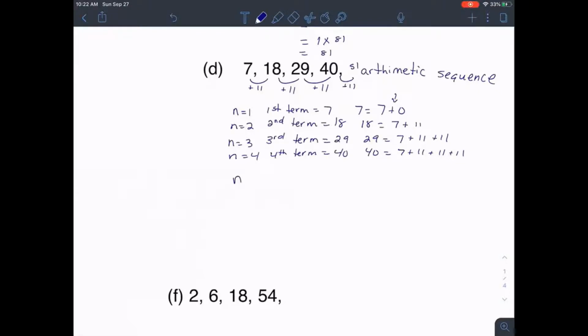So the nth term would be equal to our starting number, which is 7, plus our difference, which is the 11. And then we're going to be going n, oh, that's wrong, n minus 1, multiplied. So let's try the fifth term. This is going to be 7, our starting number, plus 11, our difference, times 5 minus 1. So that's going to be equal to 7 plus 11 times 4. 11 times 4 is 44, plus 7, which is going to be equal to 51.